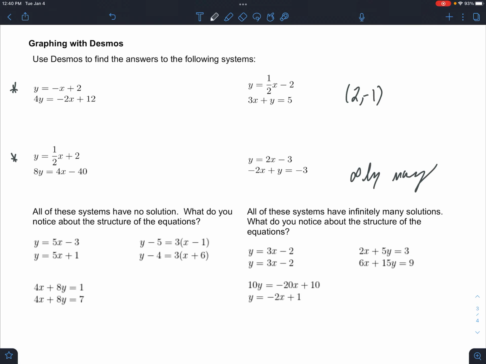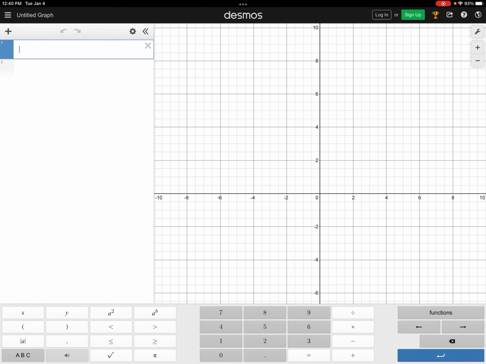So for this first one, I'm going to go ahead on Desmos. You can use it on an iPad if you want, or your phone. But I'd recommend using your Chromebook because you'll probably have your Chromebook with you on the test.